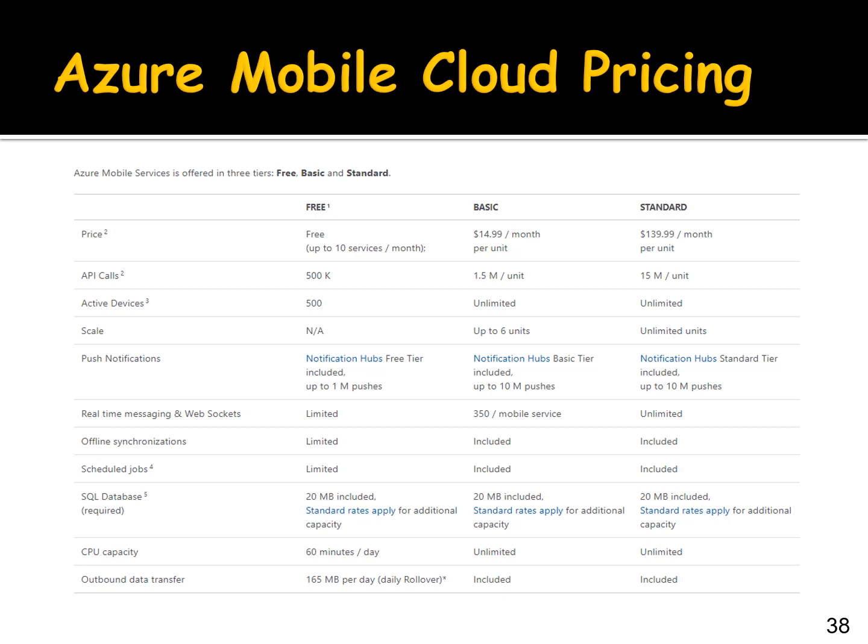The next tier is the standard. Here, the price would be 139.99 per month per unit. This includes 15 million API calls per unit. In this standard tier, the active devices, the scale, the push notifications, the real-time messaging and WebSockets, and every other service would be unlimited and included.